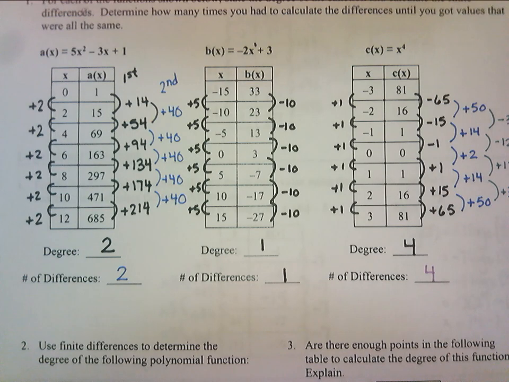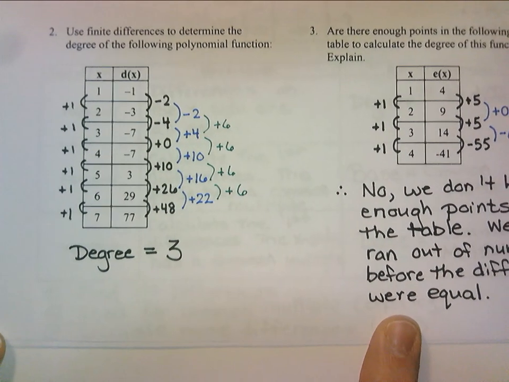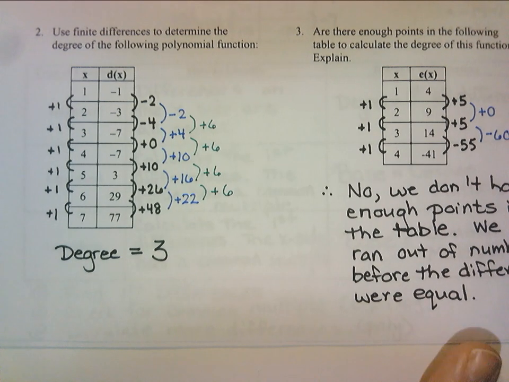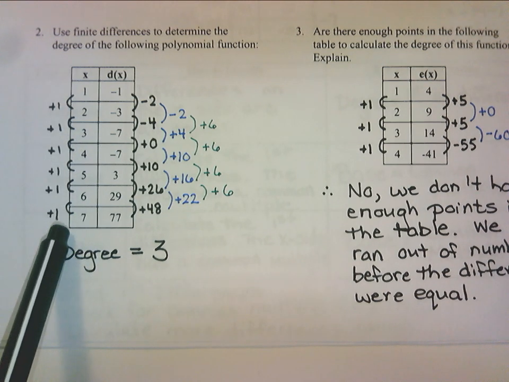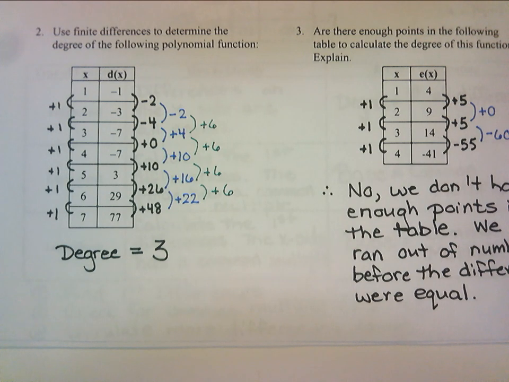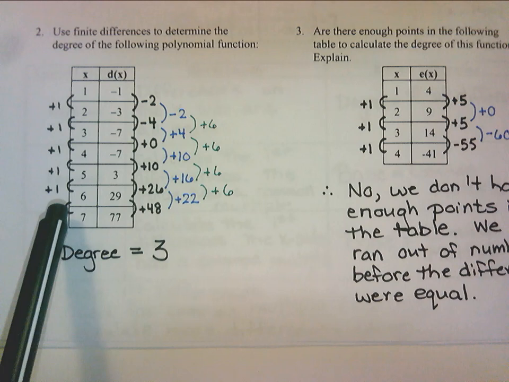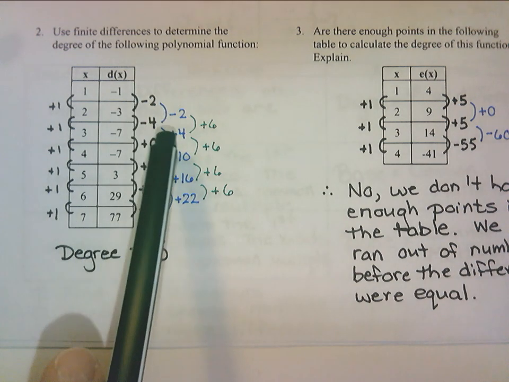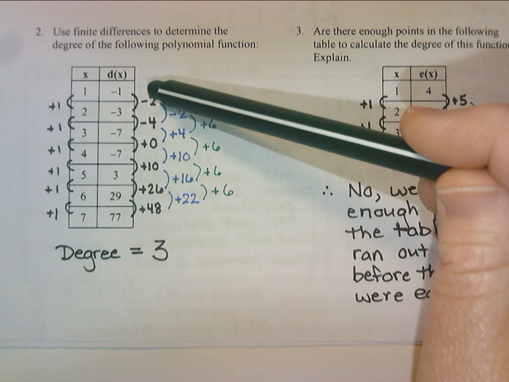So speaking of that, there is an example in question number 2. Question number 2 says, use finite differences to determine the degree of the following polynomial function. So I started by doing the differences on the x side. I should mention on the x side, the numbers should always go up by the same amount, because if there isn't a pattern with what's happening with our x's, we will not find a pattern with what's happening with the y's. So on the y side, I did the differences.